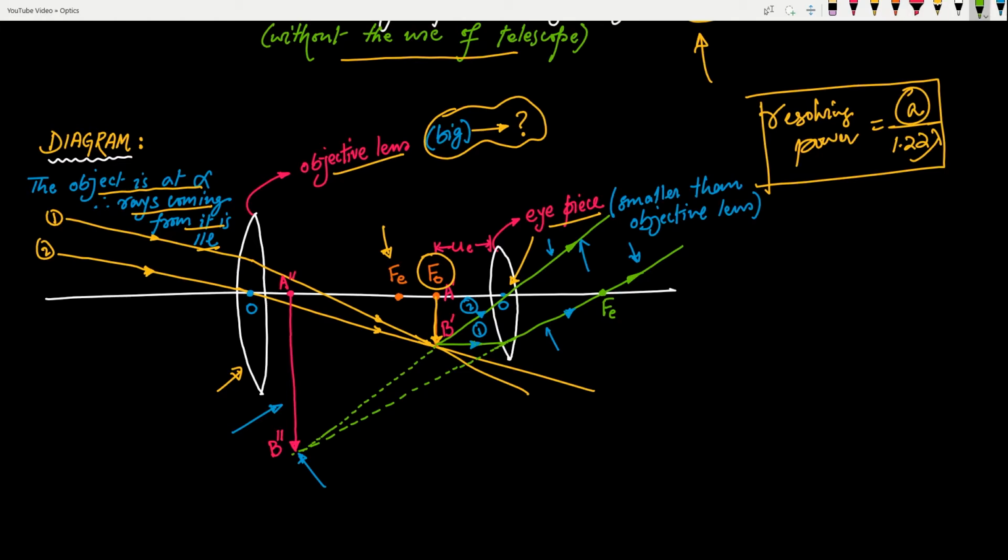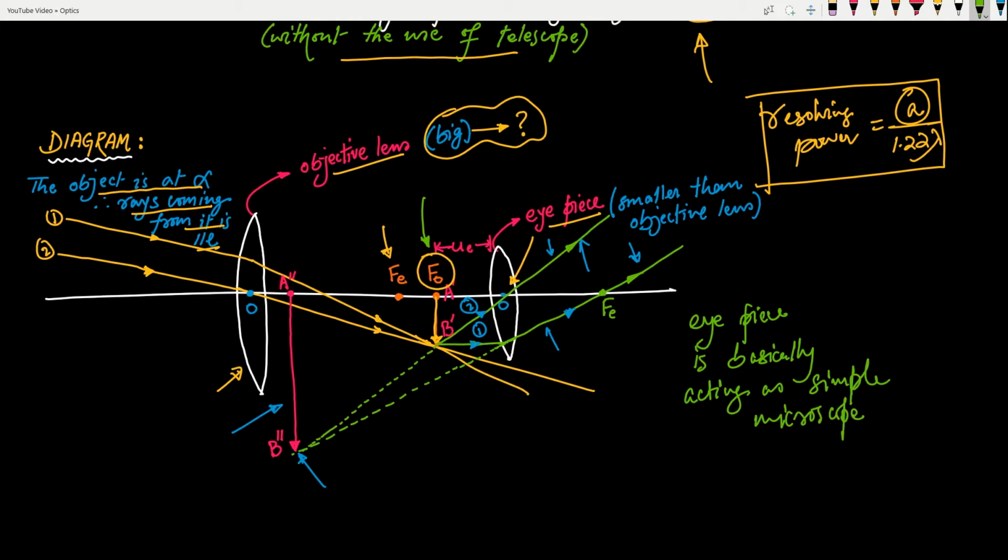If you have gone through my earlier video of microscope, then I have told you that whenever a convex lens is used and the object is placed between focus and optical center of the convex lens, then that convex lens acts as a simple microscope. Now if you look carefully, you'll see that this object, the virtual object for the eyepiece, is placed between the focus and the optical center of the eyepiece. Therefore, this setup is acting as a simple microscope. Simple as that. Therefore, we can write here that the eyepiece is basically acting as a simple microscope. Now, things are very easy.